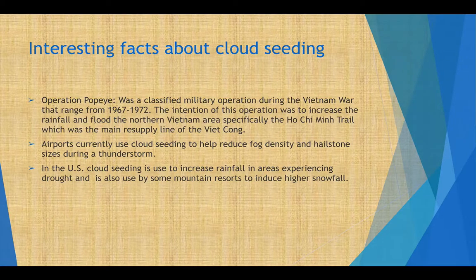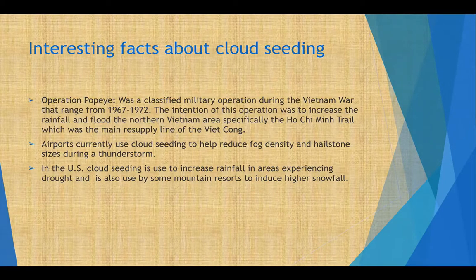Some facts about this: cloud seeding has been around for over 50 years. One of the first documented examples was during the Vietnam War. There was a military operation called Operation Popeye that ranged from 1967 to 1972. The intention of this operation was to increase the rainfall during monsoon season to flood the northern Vietnam area, but specifically the Ho Chi Minh Trail, because it was a main resupply line for the Viet Cong.